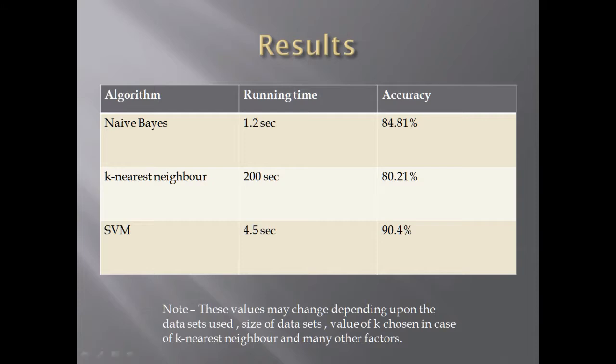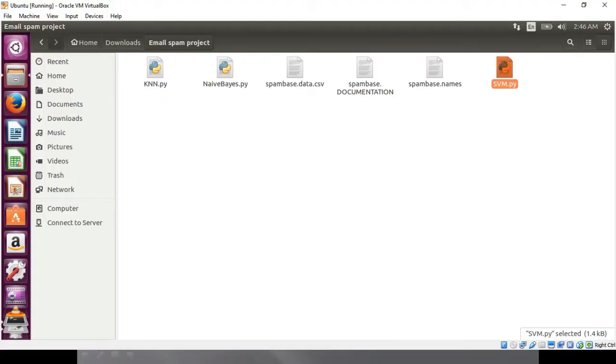Here are the results which show the running time and accuracy for all the three algorithms. But let us first see the implementation of these algorithms, and let us first run them so that we get a clear idea. For running these three algorithms, we have used the spam dataset, which we have taken from the UCI machine learning library. It contains around 5,000 items, of which around 3,500 are spam and around 1,500 are non-spam.